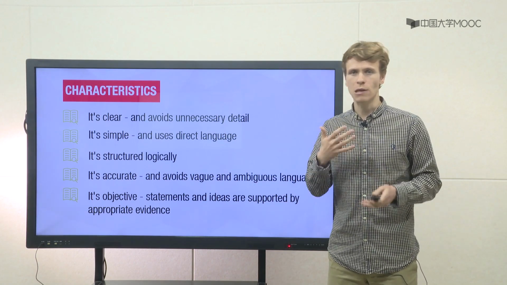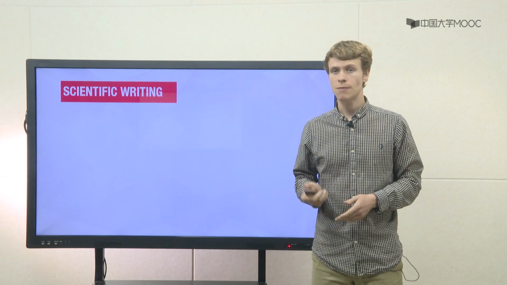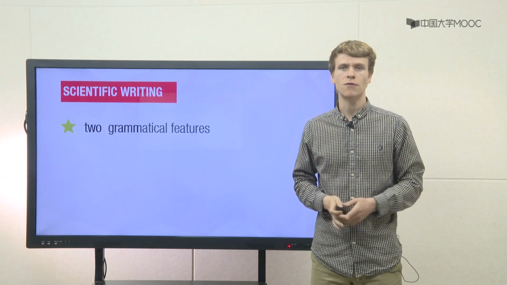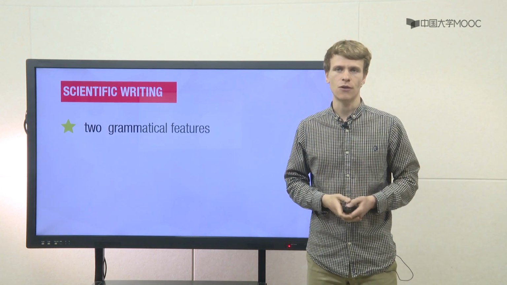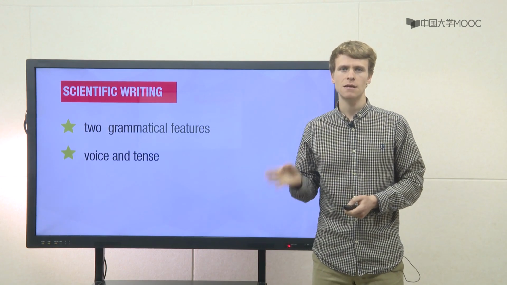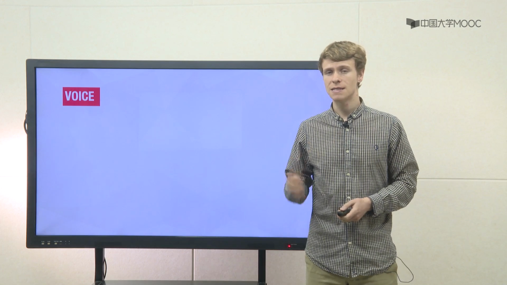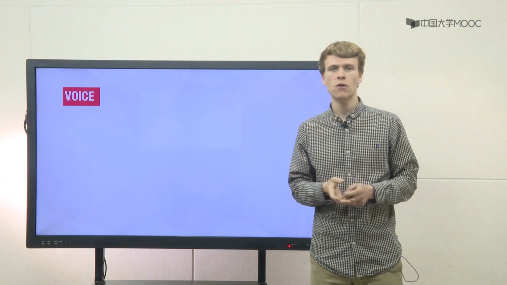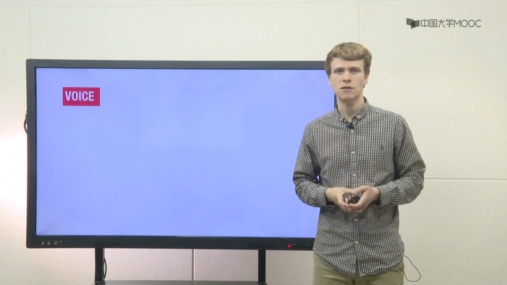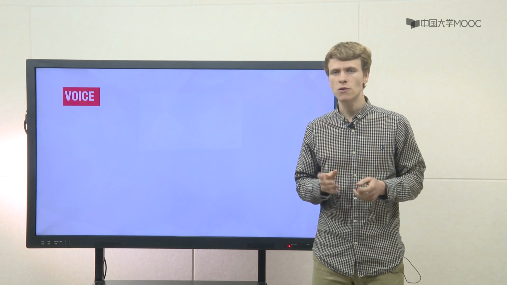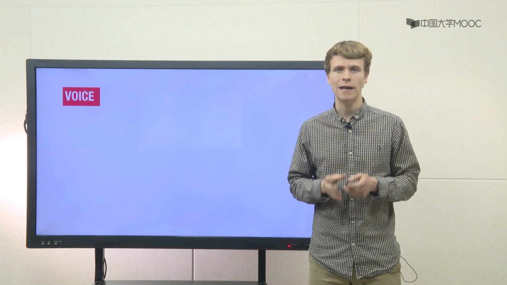Apart from general linguistic features, this mini-lecture will focus on 2 of the grammatical features of scientific writing: voice and tense. In terms of voice, scientific writers often try to avoid the use of personal expressions or statements in order to make their writing impartial and formal.